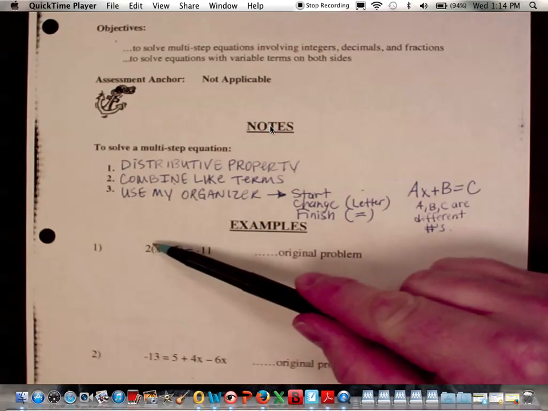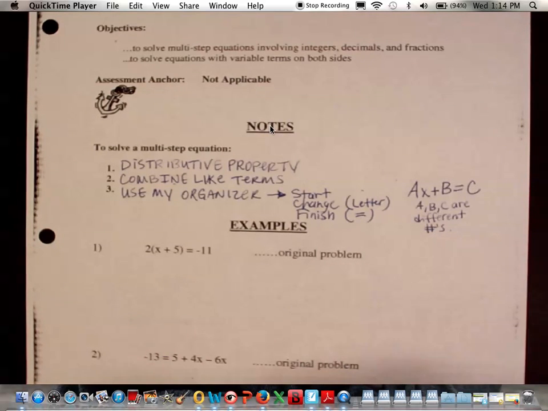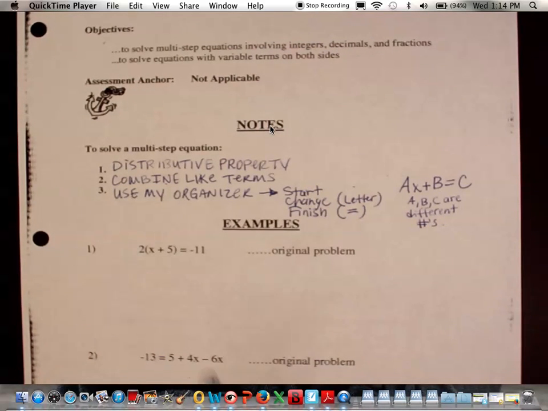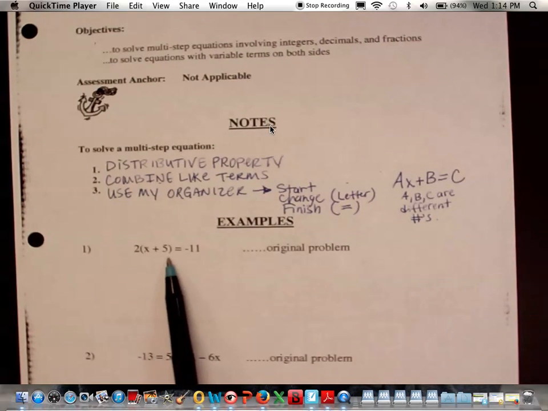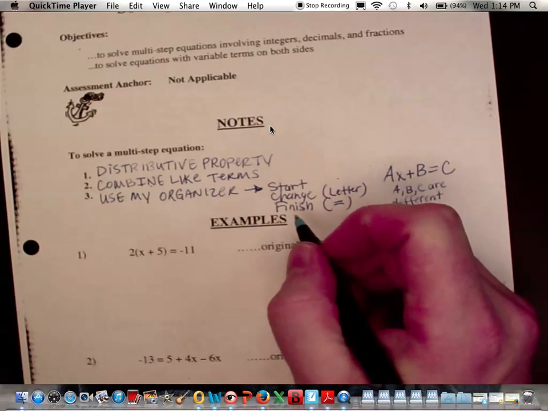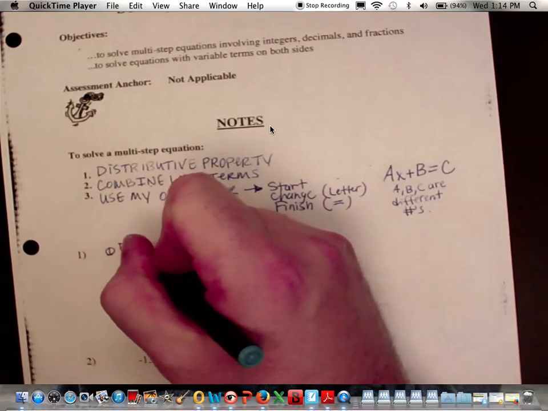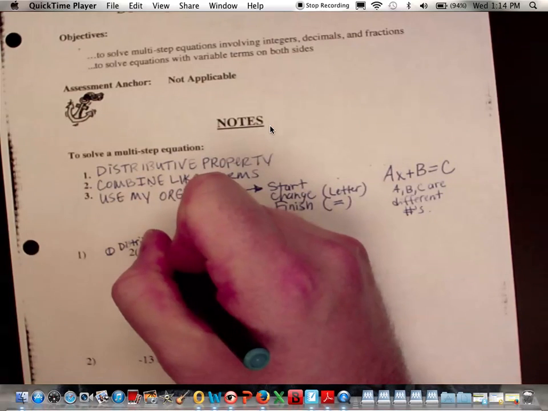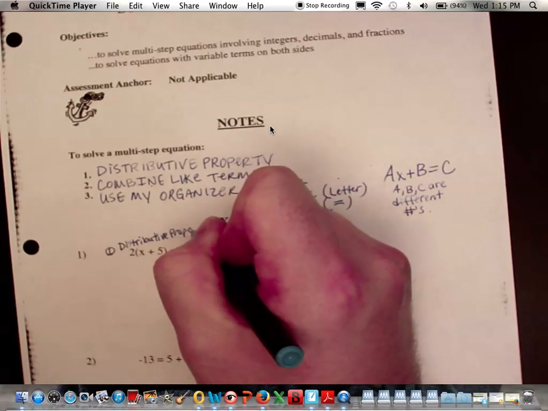It's 2 times, parentheses, x plus 5, equals negative 11. Okay, so the first thing I need to look at is, hey, do I need to do the distributive property? And yes, this is the distributive property right there. So the first thing I need to do is distribute. So I'm going to do number 1. I'm going to do the distributive property.